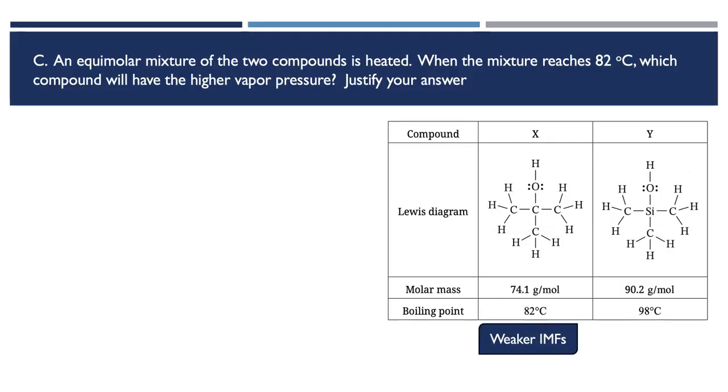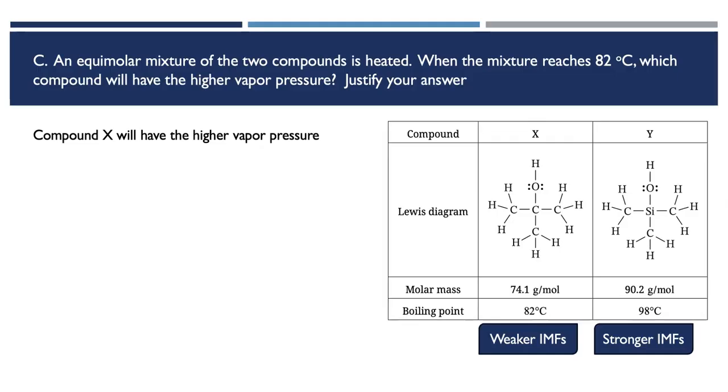Keeping that in mind, we know that X has the lower boiling point, and that's telling us of these two compounds, X has weaker intermolecular forces compared to Y, which has slightly stronger intermolecular forces, right? It's got that higher boiling point for Y, so it's stronger attractions between the molecules. That means that compound X is going to have the higher vapor pressure. Why? Well, compound X has those weaker IMFs. We don't even have to specify what IMFs we're dealing with here.